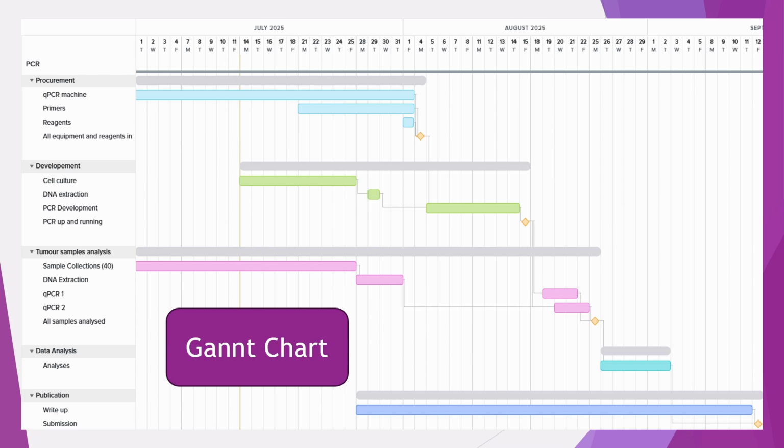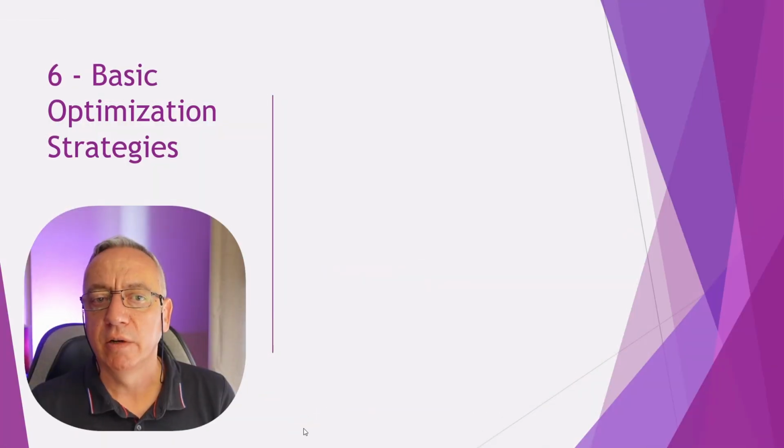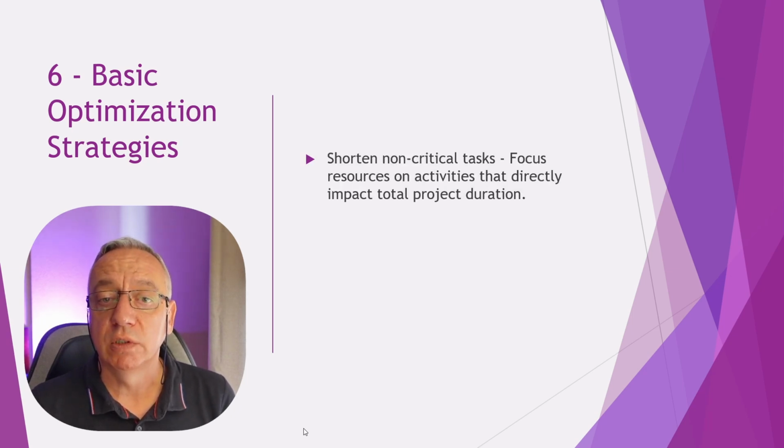It's not over. We can probably optimize the Gantt chart. There are various ways you can optimize your Gantt chart, starting with some basic optimization strategies. You could try to shorten the non-critical tasks. You focus resources on activities that directly impact the total project duration. Tasks that are not critical, you will give them a little bit less attention. But again, don't completely ignore them.